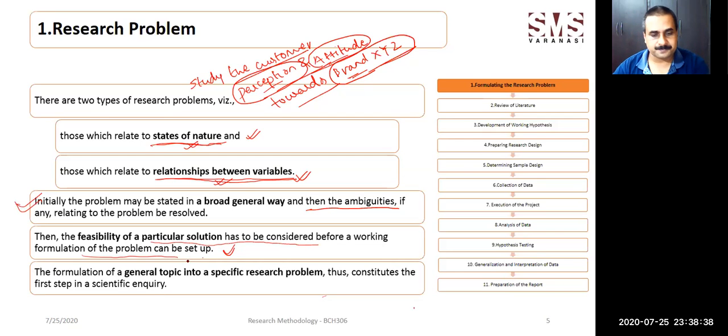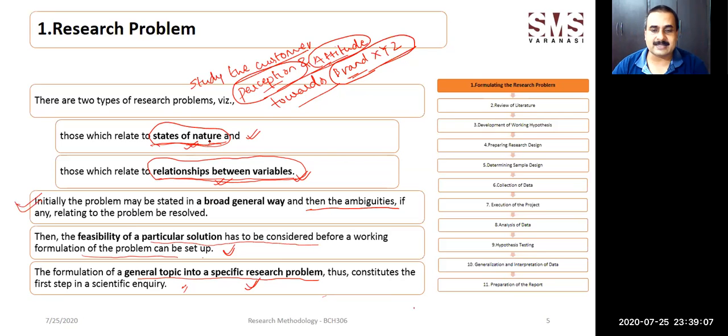Then comes the formulation of a general topic into a specific research problem. We have already discussed. The formulation of a generic topic into the specific problem thus constitutes the first step of research inquiry. So in problem identification, the most important thing, we try to first define the nature of the problem, and then we try to establish a relationship between them, which we have already defined here.